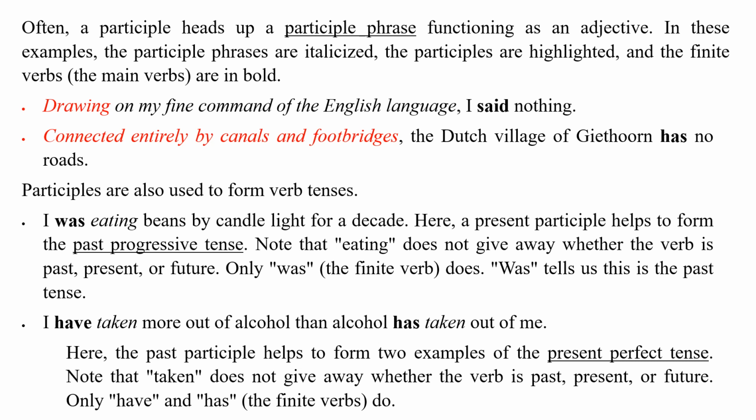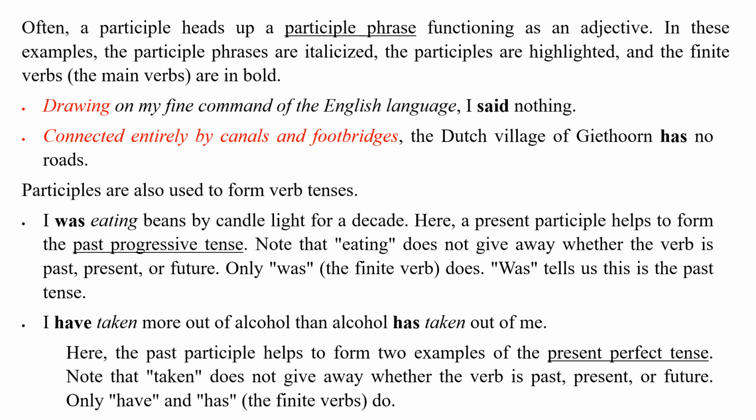Participles are also used to form verb tenses. I was eating beans by candlelight for a decade. Here a present participle helps to form the past progressive tense: was eating. Note that "eating" does not give away whether the verb is past, present or future. Only "was", the finite verb, does. "Was" tells us this is the past tense.